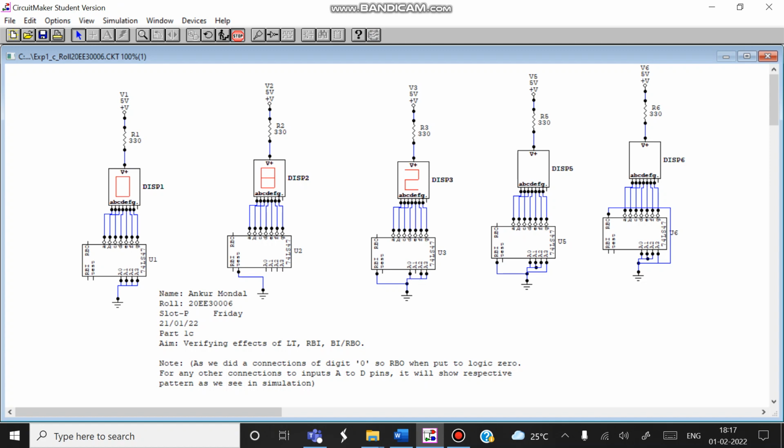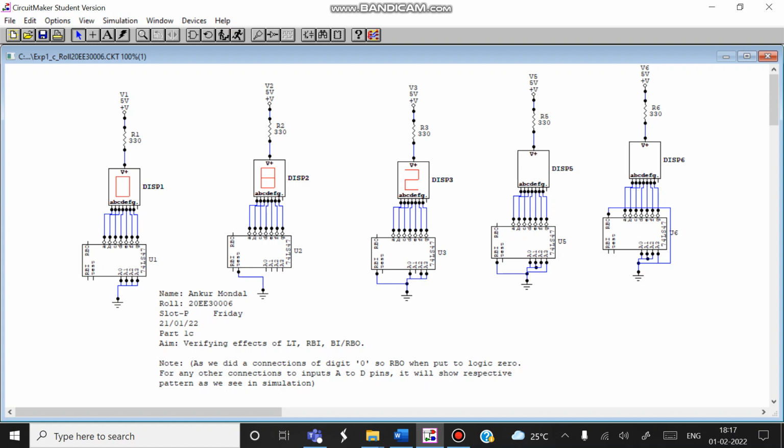Similarly, in RBO, here you can see I have tried to display 0 by connecting A0, A1, A2, A3 to ground, that is active low. As I tried to display 0 here, and RBO was grounded, that is active low, you can see it is not showing the display. And whatever connections we do, it will always show blank.